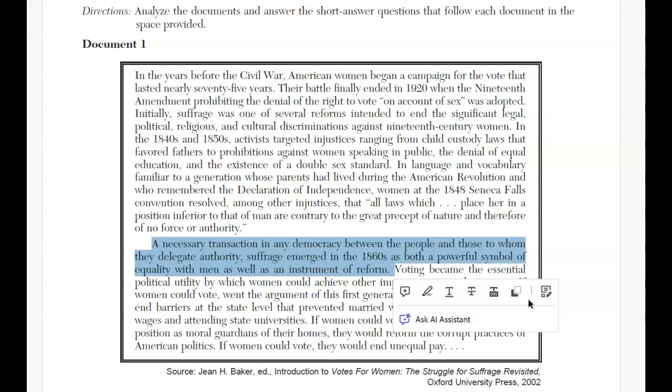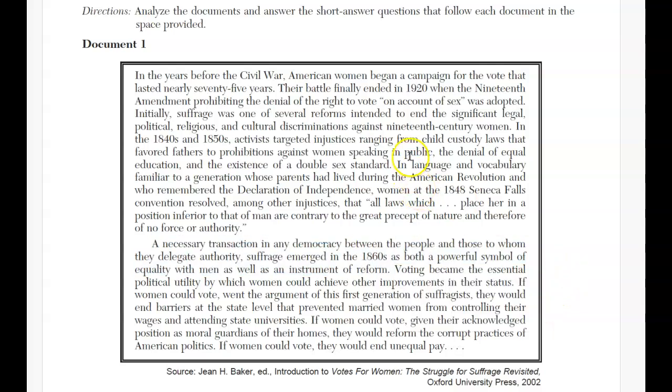Even though they had all these other legal problems, if they could get the right to vote, it gave them the possibility of getting someday all those other rights that they talked about up here. Equal child custody laws, and being able to speak your mind in public, and getting an education.